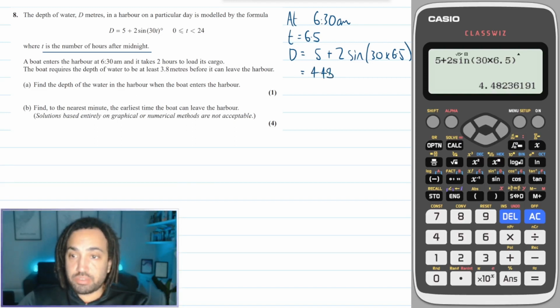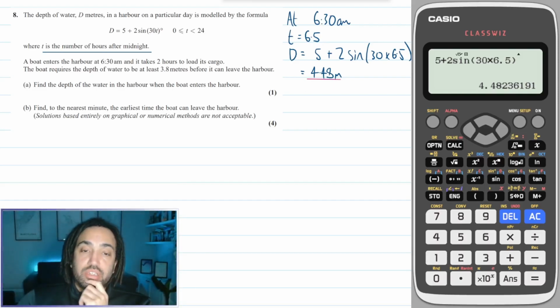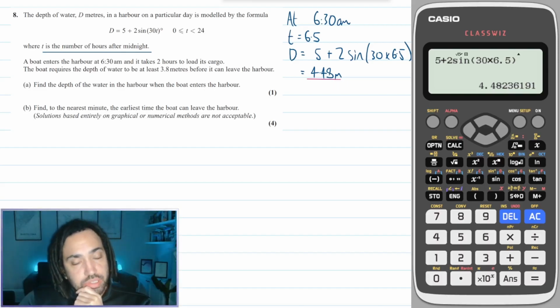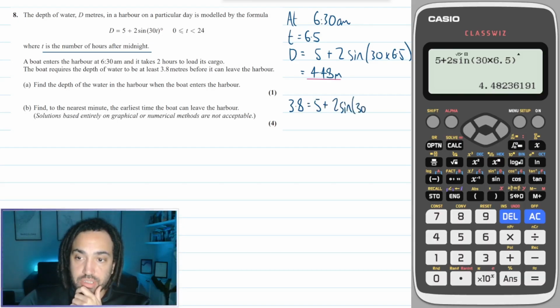And we need to use the correct units there, meters. Okay, great. It says find, to the nearest minute, the earliest time the boat can leave the harbour. So what we need to do is set the depth equal to 3.8 in order to solve this, to find the correct time.